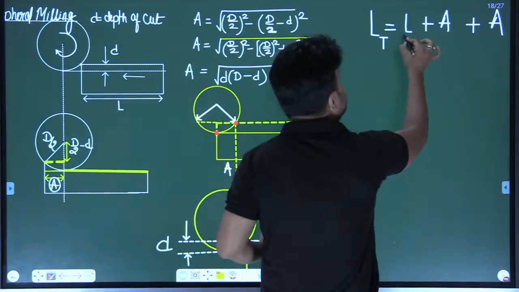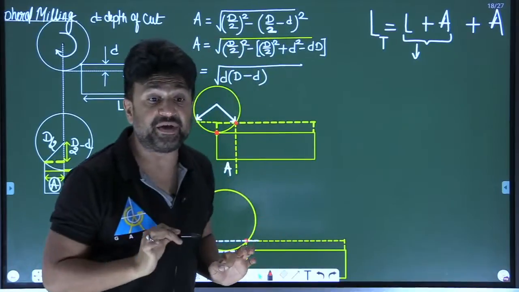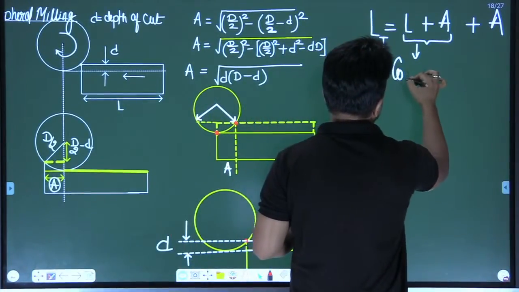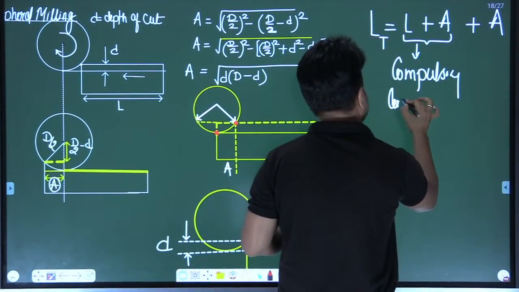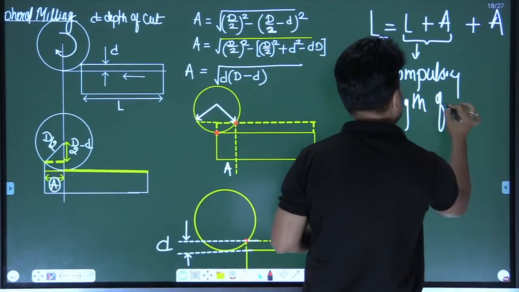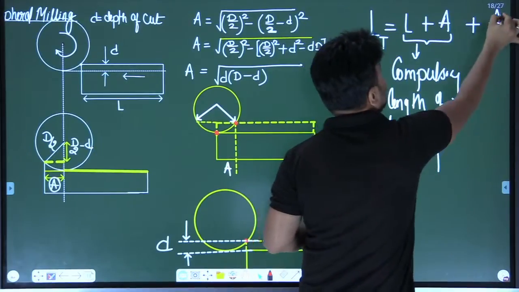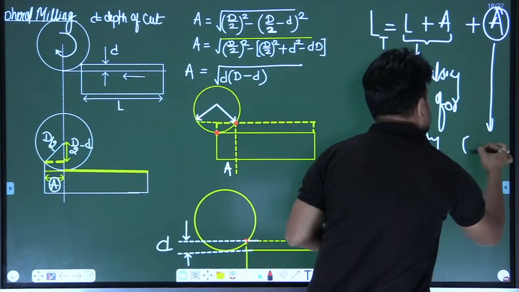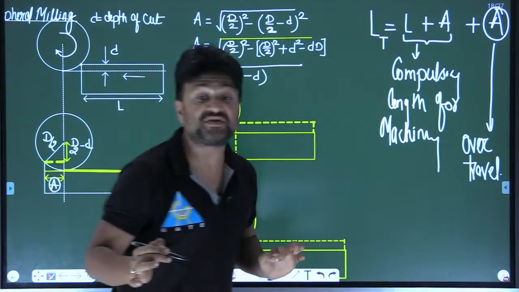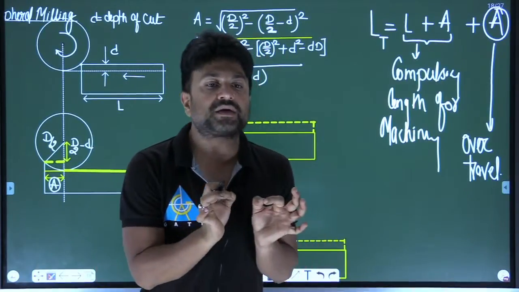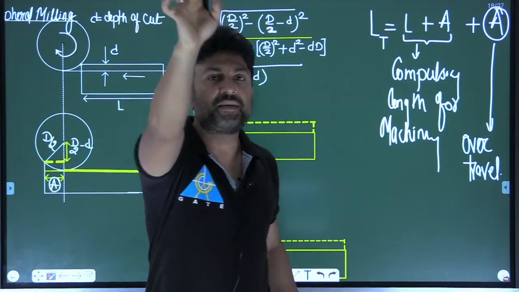This is a compulsory distance. This must be a compulsory length for machining. And here this extra A is what? Over travel. This extra A comes here for the over travel, so the milling cutter teeth will not touch the corner of the workpiece.